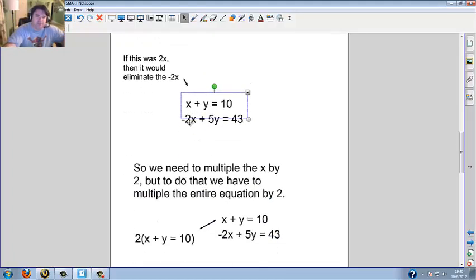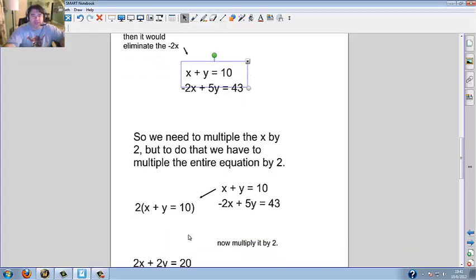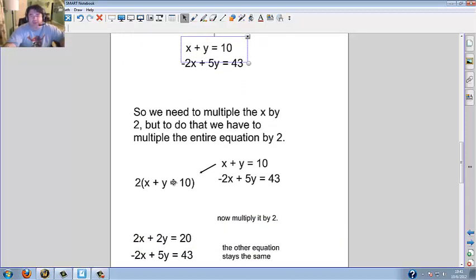Well, remember with an equation, I can times this guy by 2. I've got to times everything by 2. You have to have balance. So put a 2 on the outside. You take 2 times x, 2 times y, and 2 times 10. The idea is that x plus y equals 10 is the same as saying 2x plus 2y equals 20, because I've balanced both sides, so I can go ahead and multiply. So now I have 2x plus 2y equals 20.